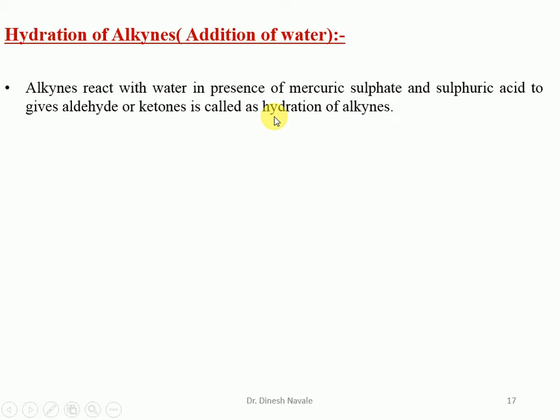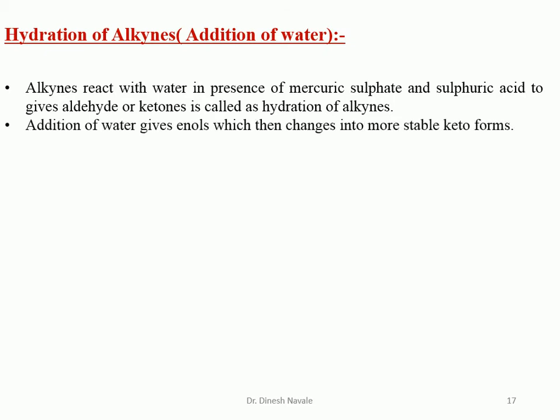That means the reaction of alkyne with water in the presence of mercury sulfate and sulfuric acid will give the formation of aldehyde or ketone as the product, which is called the hydration of alkyne. Addition of water gives the enol, which then changes into the more stable keto form. So in this hydration of alkyne reaction, the intermediate formed is the enol, which then tautomerizes into the keto form or the aldehyde form.